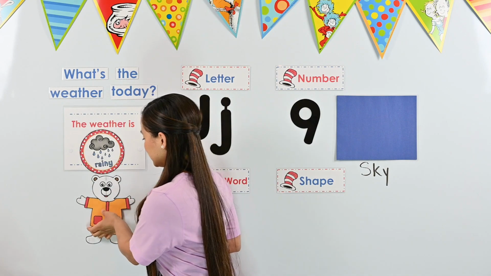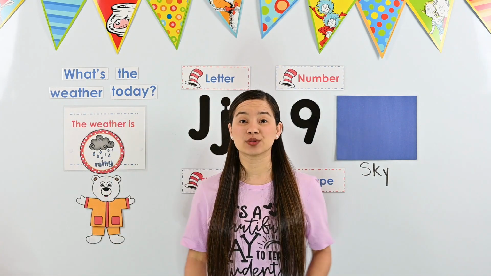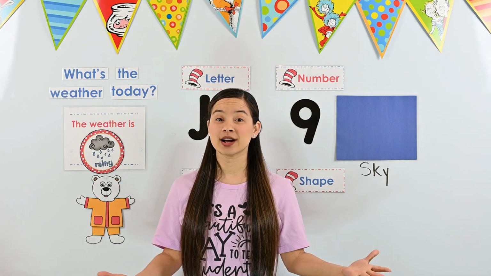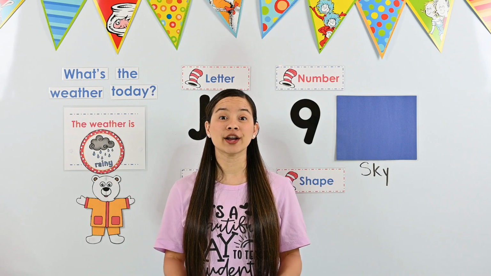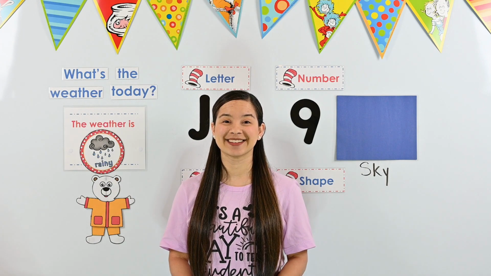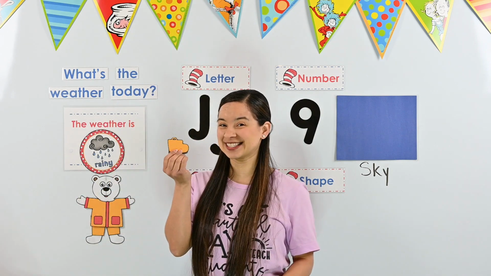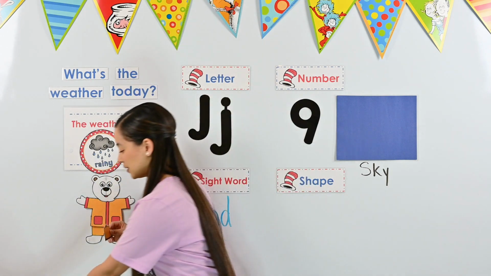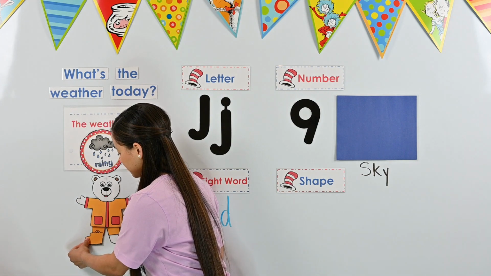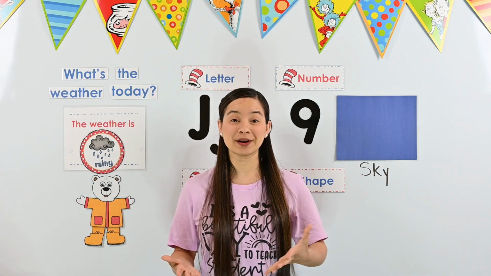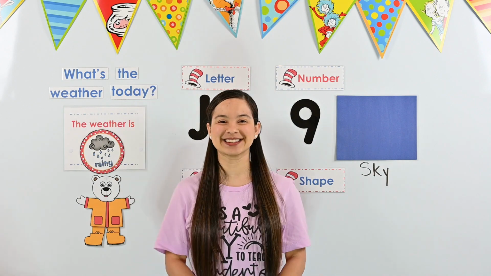Okay. Now he has his raincoat and his rain pants. He needs something for his feet. What kind of shoes can Perry wear on a rainy day? He should wear his rain boots. Let's put Perry's rain boots on his feet. 1, 2. 2 rain boots for Perry because he has 2 feet.